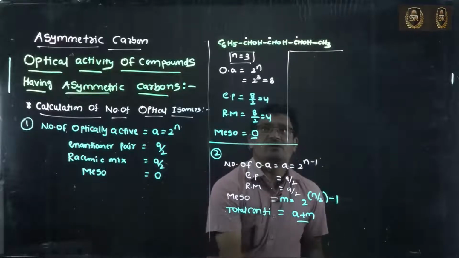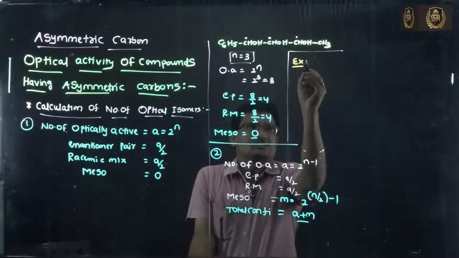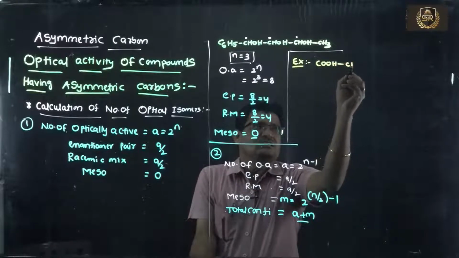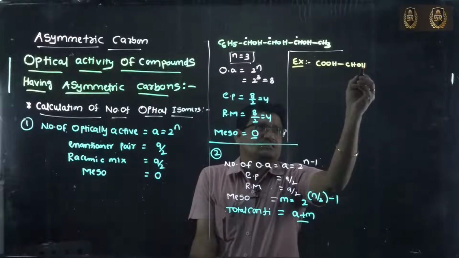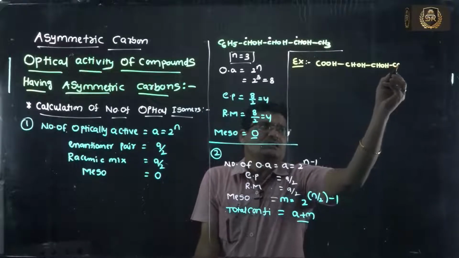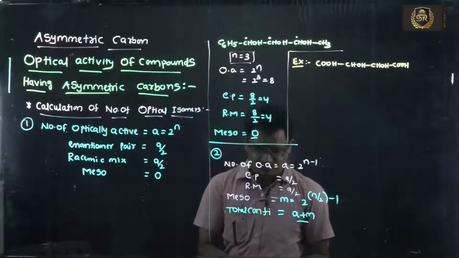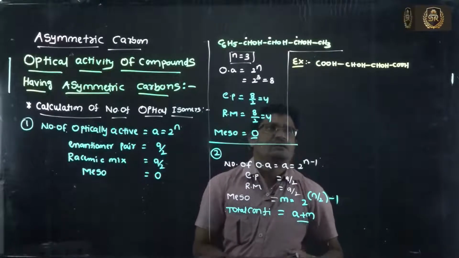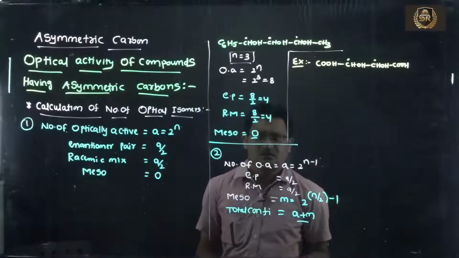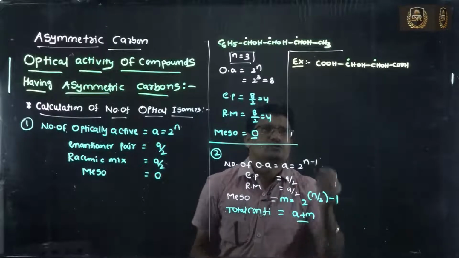So what is the example of this one? Example, like this one: COOH, CHOH, then COOH. What happened? This is a chiral carbon. This is chiral. That's why here n equal to 2.